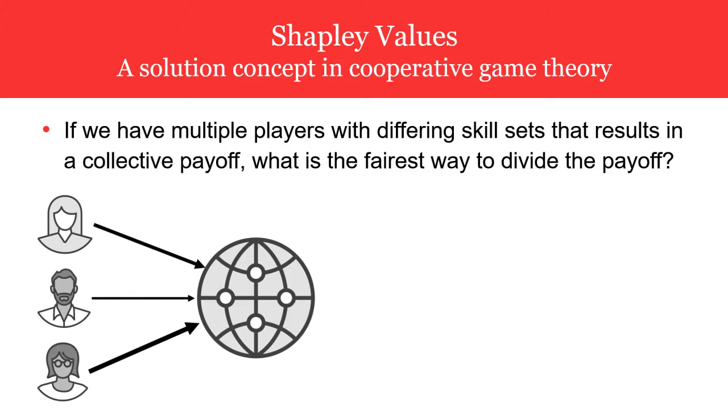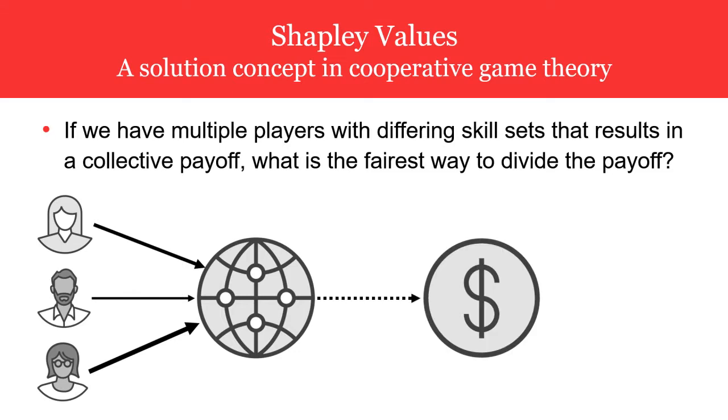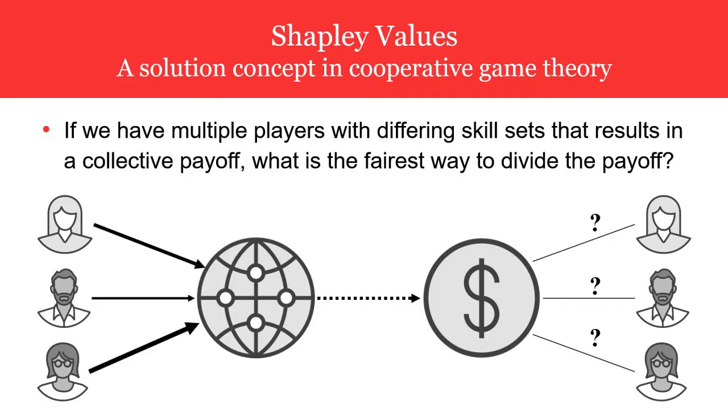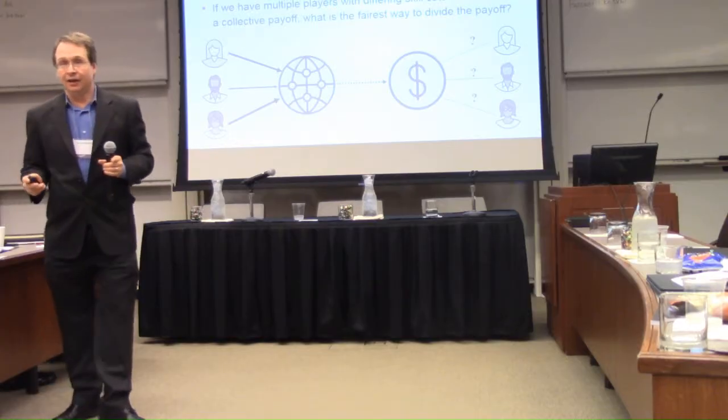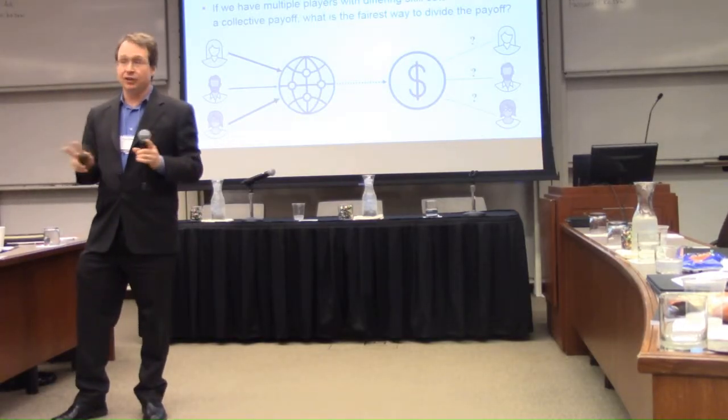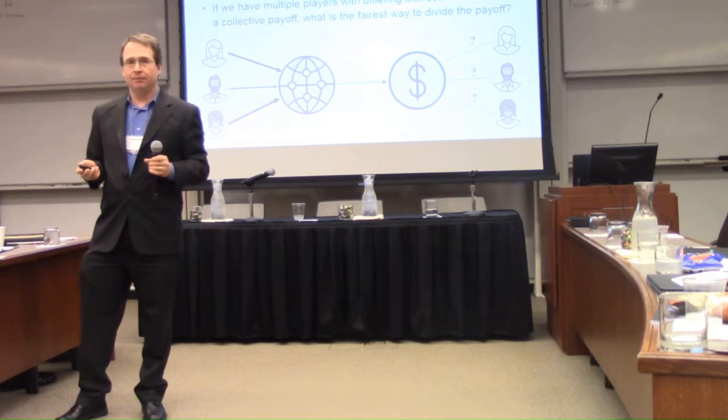So the woman at the bottom is making the largest contribution. I've represented the amount of their contribution by the size of the arrow. The guy in the middle is the slacker. He's making the smallest contribution. And the woman at the top, the middle contribution. All of this leads to a payoff. This generates income. So the question is, who gets what? Of that payoff, how do we divide it? And there's very specific math around this. It's actually not very complicated math.